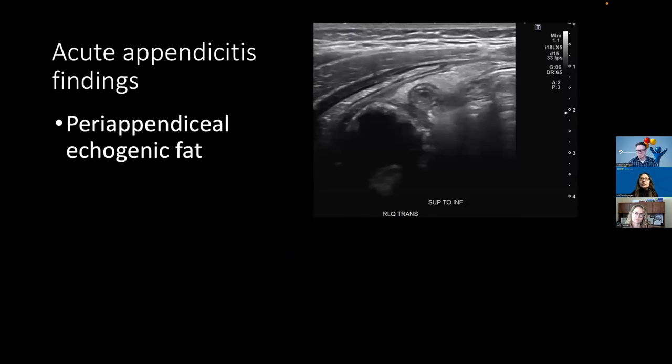All right, so that brings me to, what are signs that will improve your diagnostic accuracy, not just sensitivity but specificity? We all know that periappendiceal echogenic fat has been published before as one of the most sensitive findings for appendicitis. Here you can see this tubular structure with mural stratification, and then all of this echogenic fat around it. So I use this a lot.